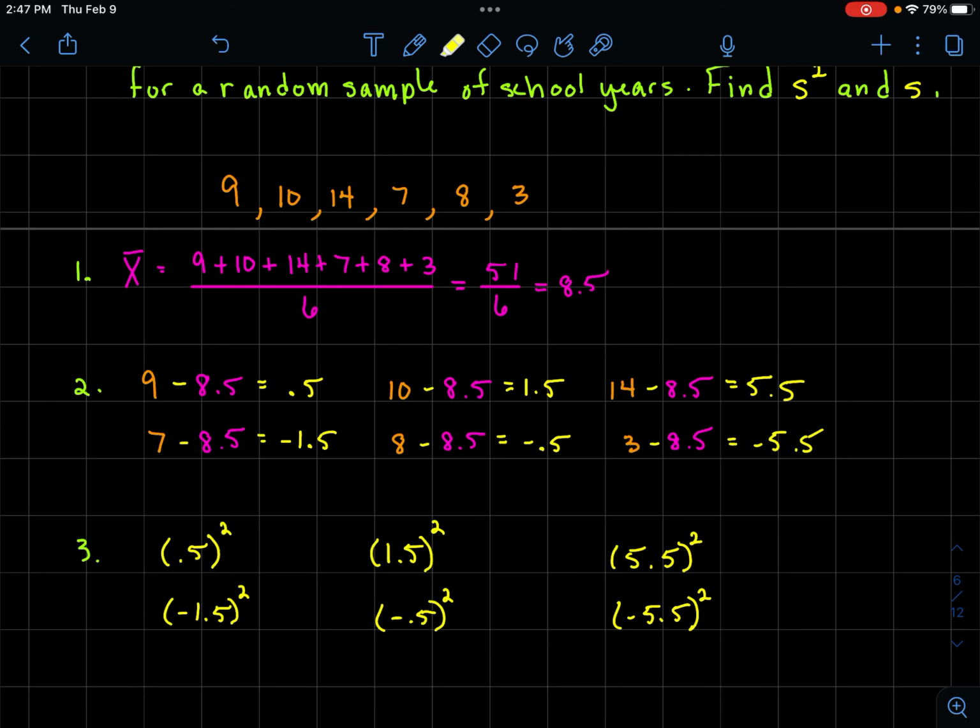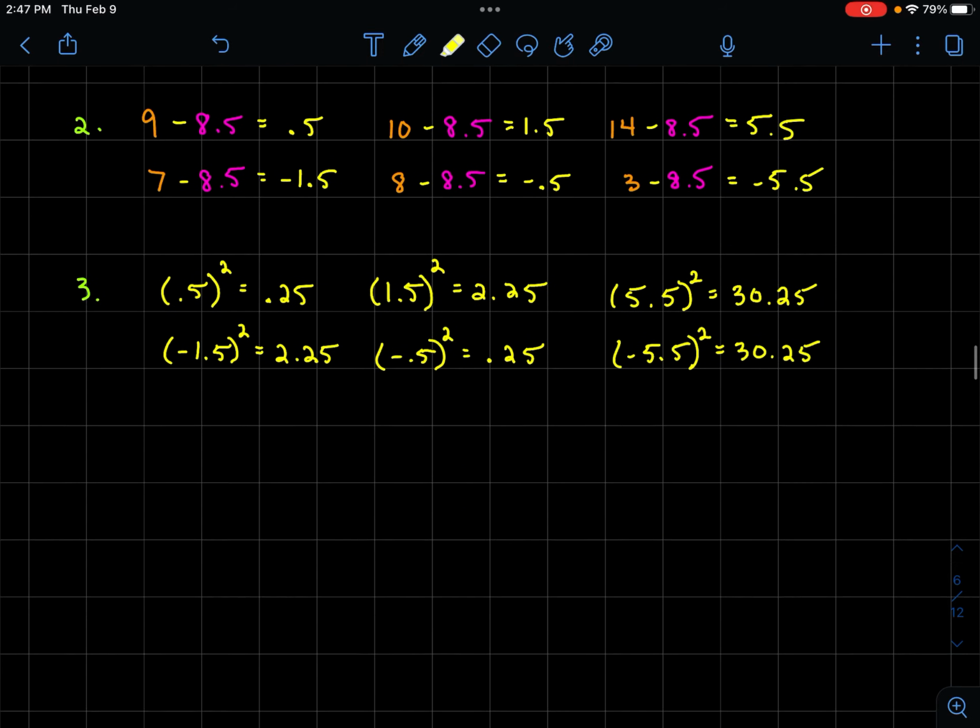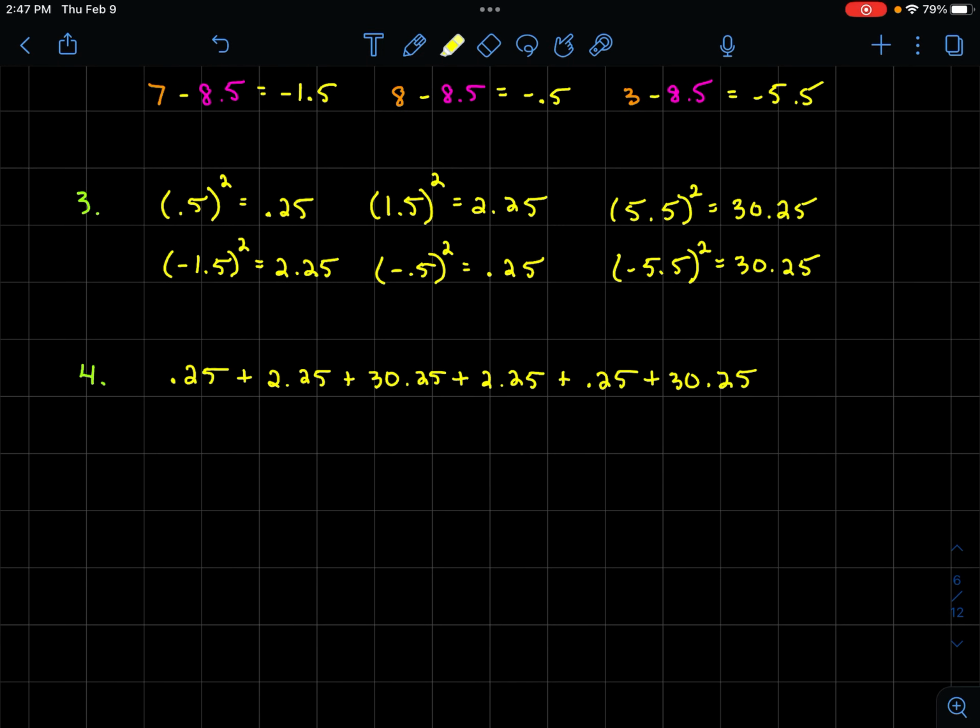These values will give us 0.5, 1.5, 5.5, negative 1.5, negative 0.5, and a final negative 5.5. Once we get these values, we take each one of them and square them to get the following decimal values, which gives us step 4. Let's add up all those decimal values, giving a total of 65.5. Now, normally we would divide by the number of data points that we have, but since we're doing a sample, we're going to go with n minus 1. Well, we had 6 samples, subtract 1, so we're dividing by 5.